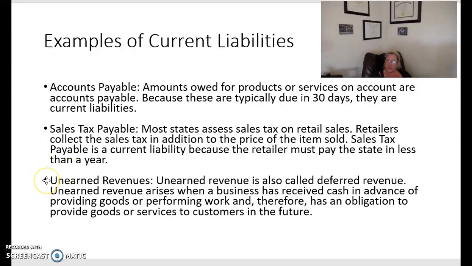This one sometimes gives students a little bit of trouble because of the word revenue. Students see revenue and they think, oh, it's revenue, but it's not exactly revenue. It's unearned revenue, which is a liability. It will eventually turn into revenue. But until you provide that product or service, it is just a liability.